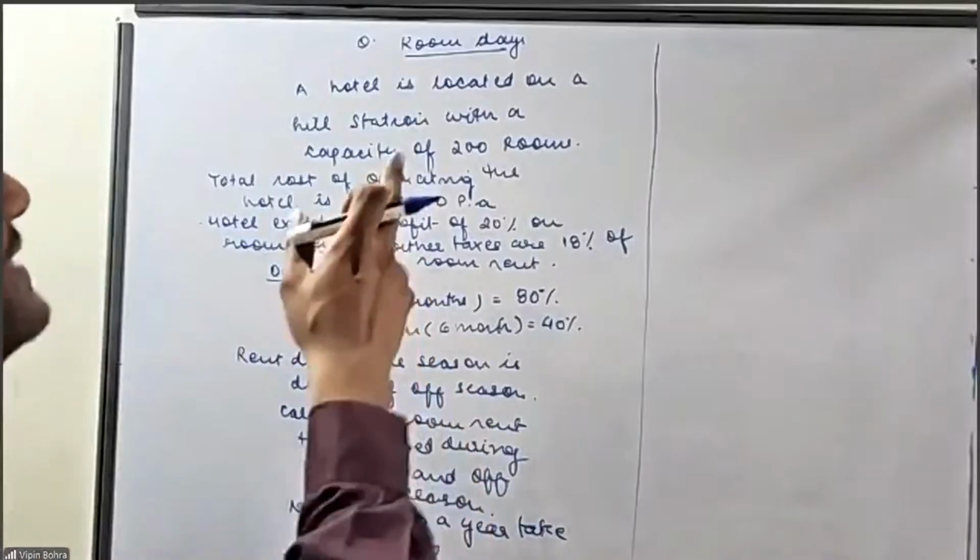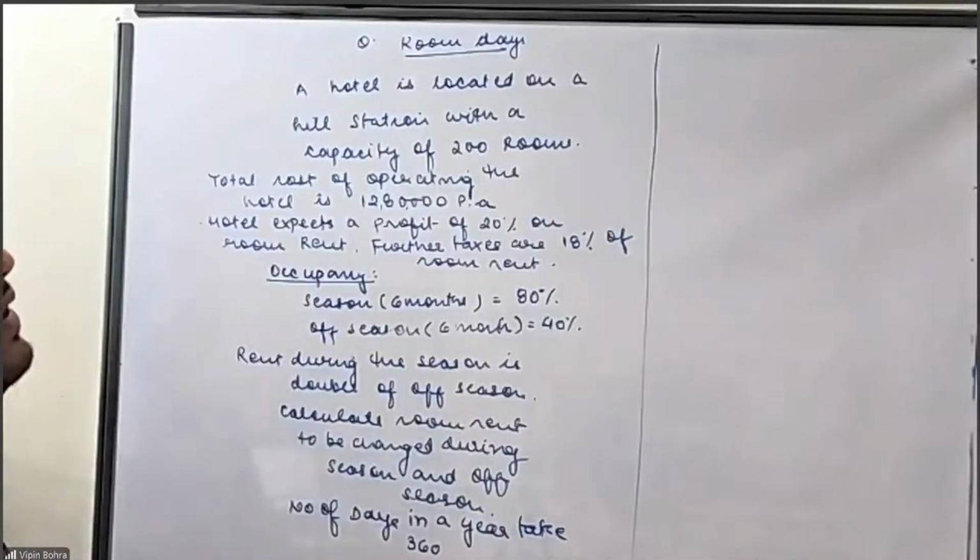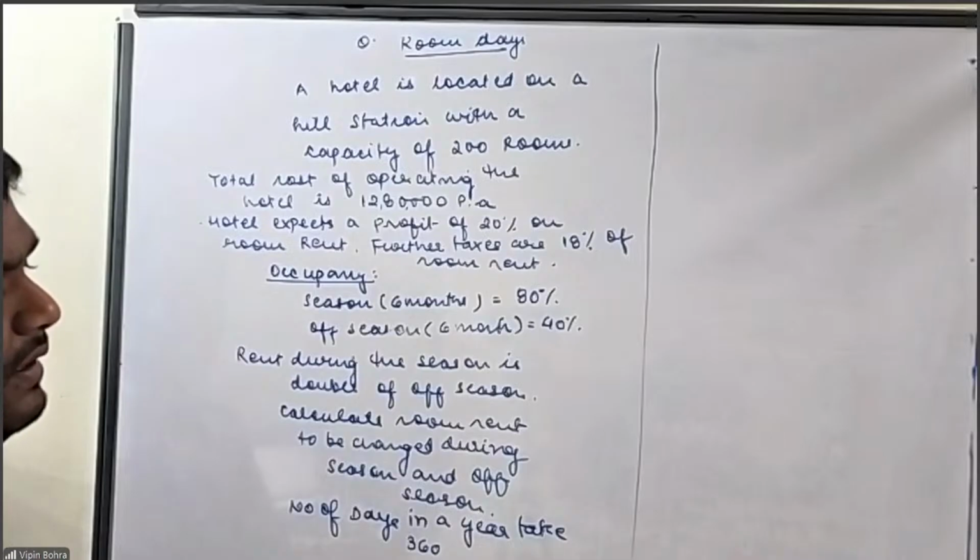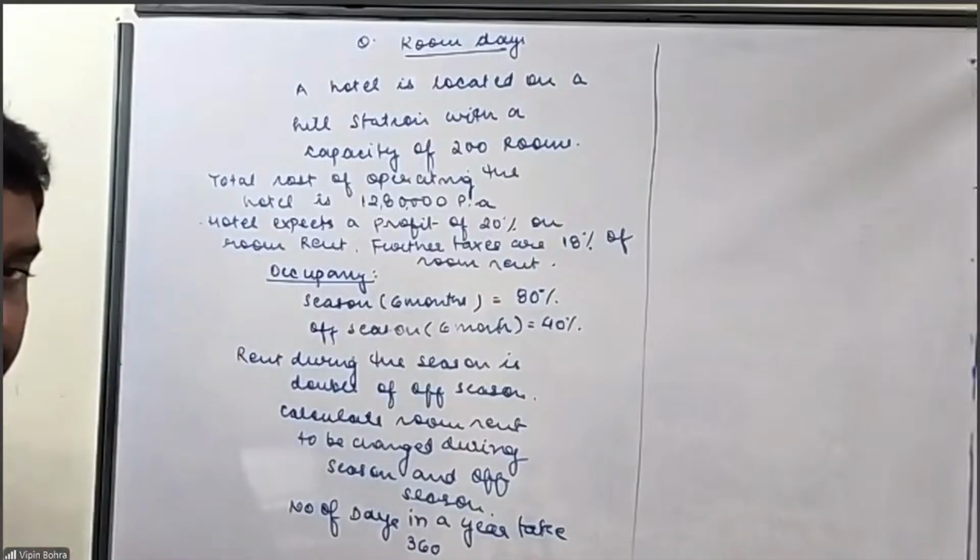So a hotel is located on a hill station with a capacity of 200 rooms. Total cost of operating the hotel is 12,80,000 per annum. Hotel expects a profit of 20% on room rent. Further, taxes are 18% of the room rent. Occupancy during the season is 80% and during the off season it is 40%. Rent during the season is double of off season rent. Calculate the room rent to be charged during season and off season. Number of days in a year, take 360.